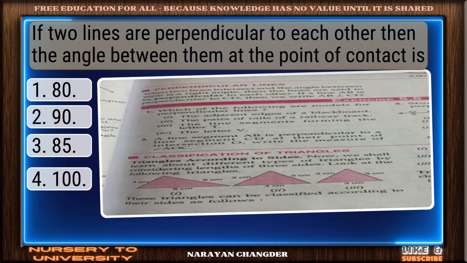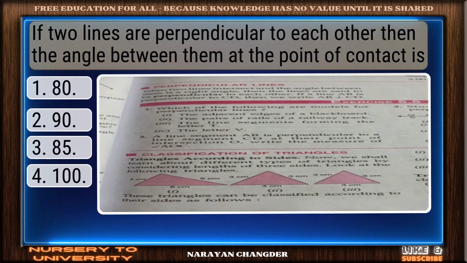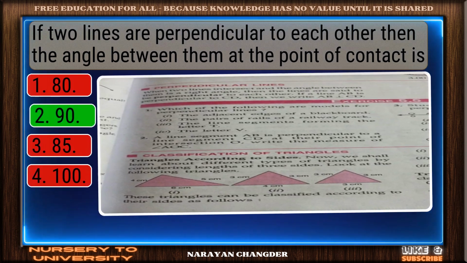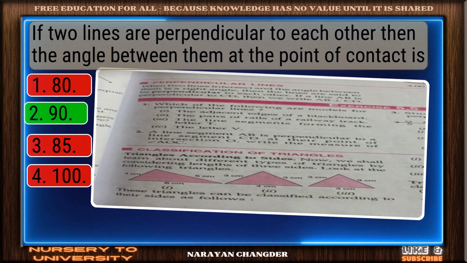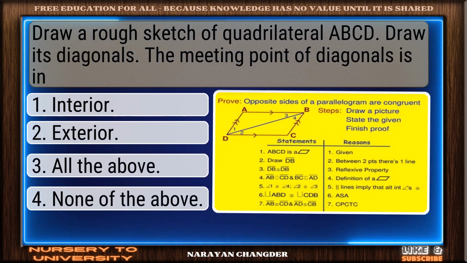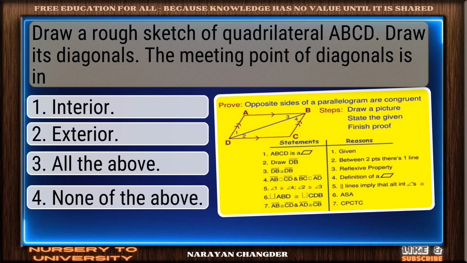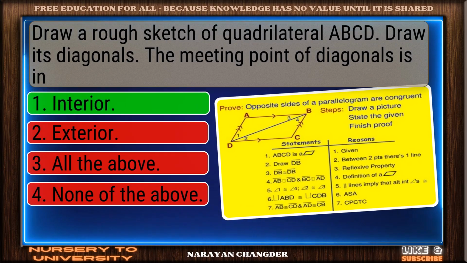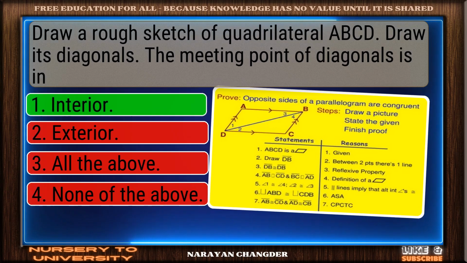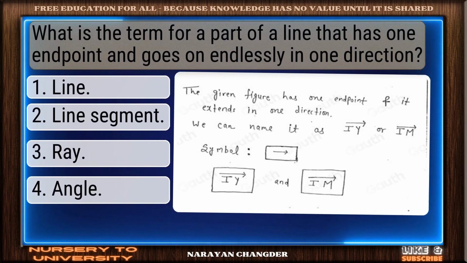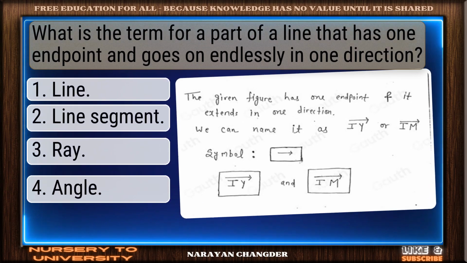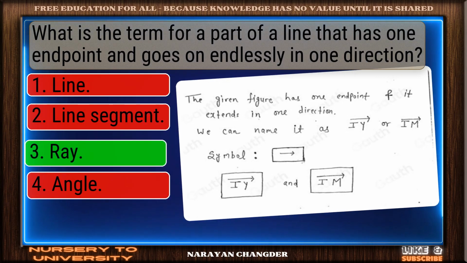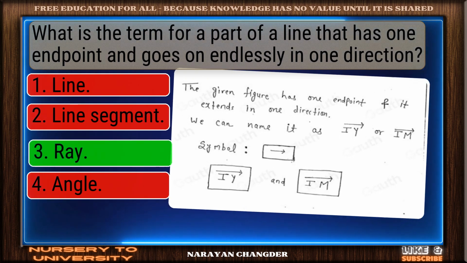If 2 lines are perpendicular to each other, then the angle between them at the point of contact is... Well reasoned. 90 is the correct choice. Draw a rough sketch of quadrilateral ABCDE. Draw its diagonals. The meeting point of diagonals is in... Great job. Interior is the accurate answer. What is the term for a part of a line that has one endpoint and goes on endlessly in one direction? Well picked. Ray is the correct answer.